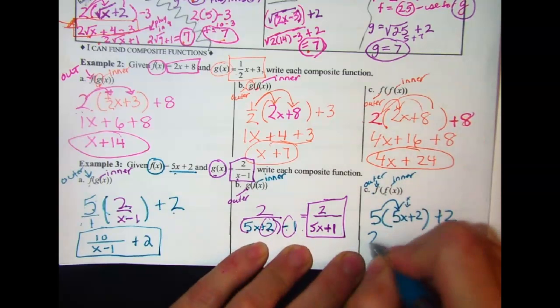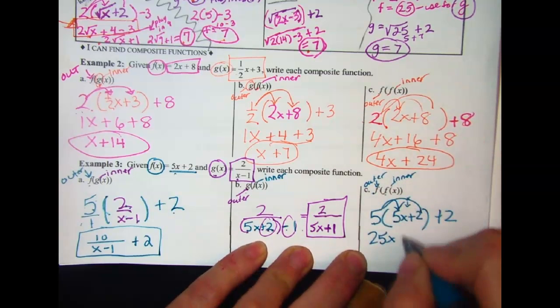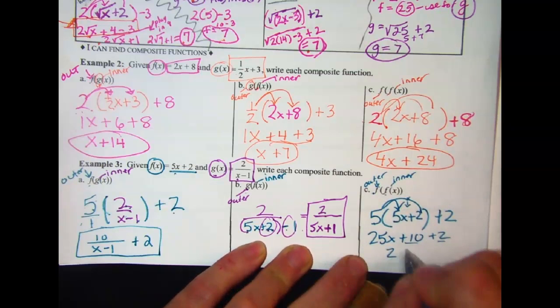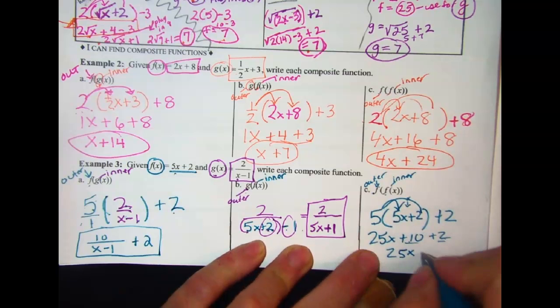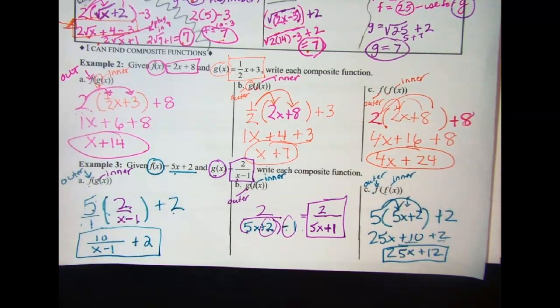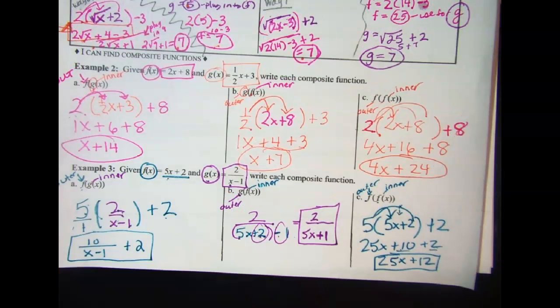So that becomes 25x plus 10. This is on the outside, so plus 2. So I can combine these two: 25x, and then I have 10 and 2, plus 12, and I am done. Okay, so that is how we are going to find composite functions without the number there. We're just plugging them into each other.